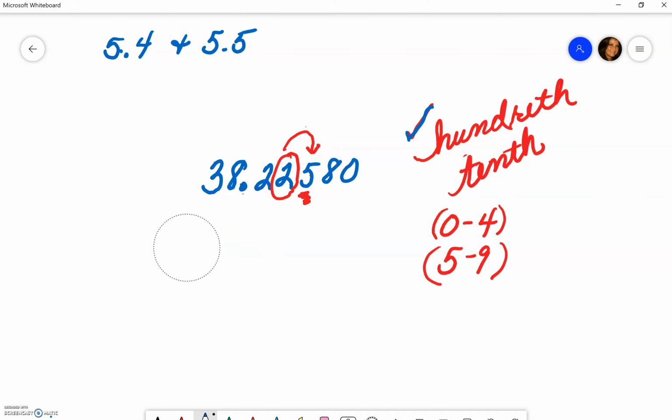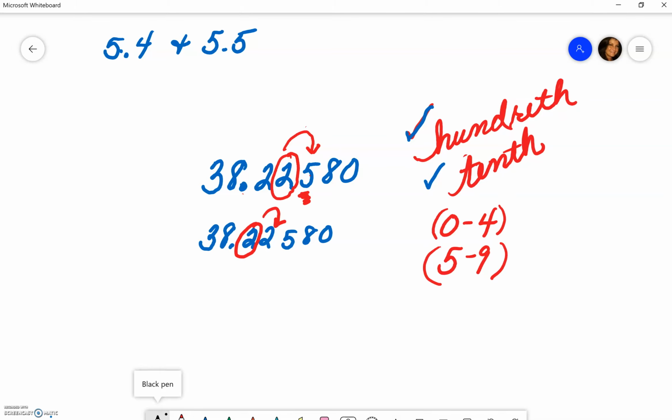Now, if it was the tenths place, then it would be different. We'd have the number written like this. Let me just rewrite it. We determine where that position is, which we know is right here. So now we're going to look at this 2, and we can see that that 2 does not make that other 2 count up. So our final answer will be 38.2.